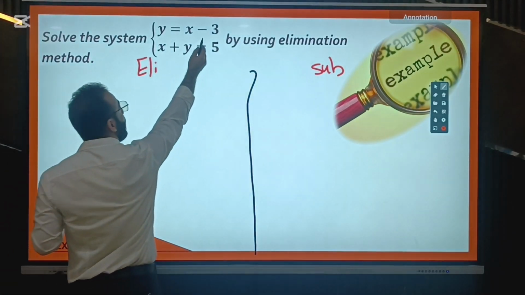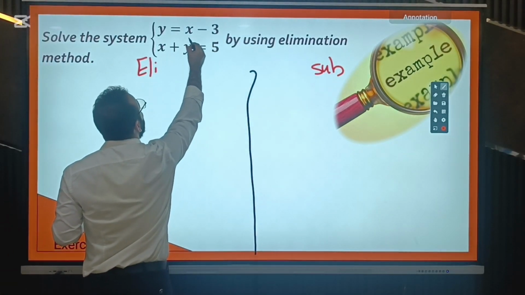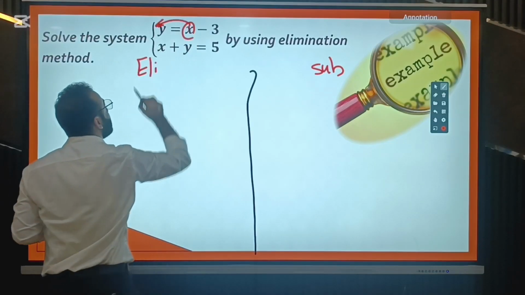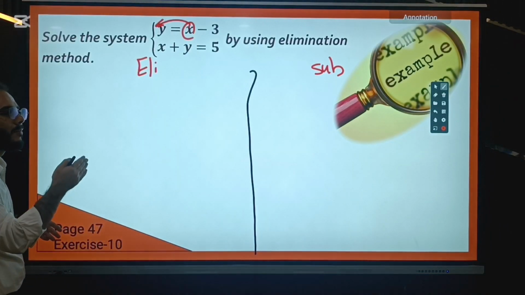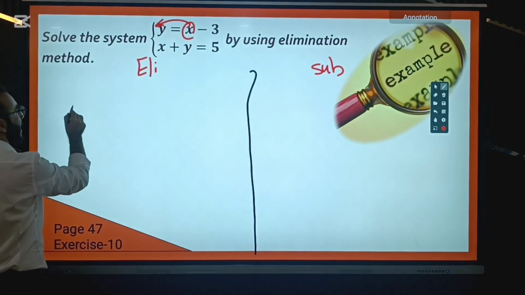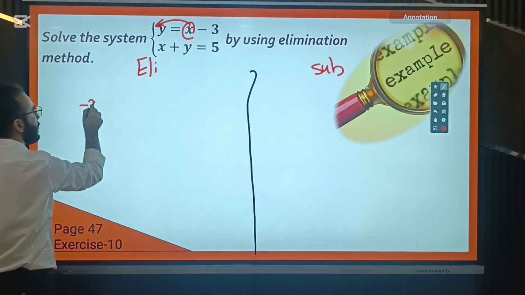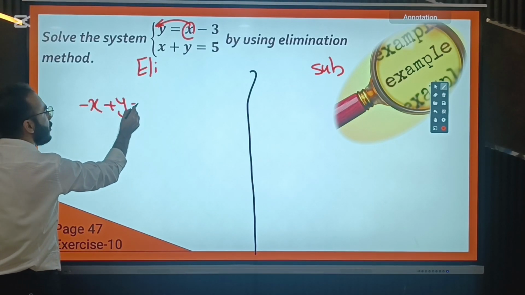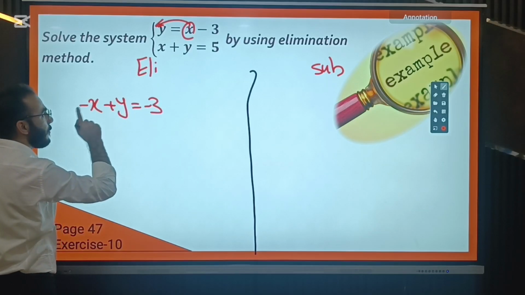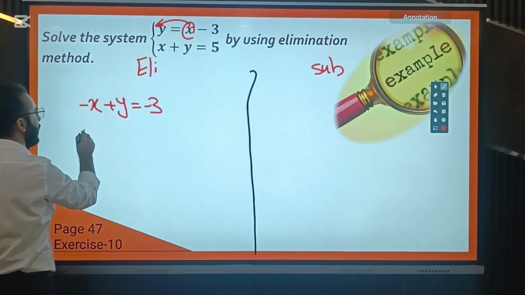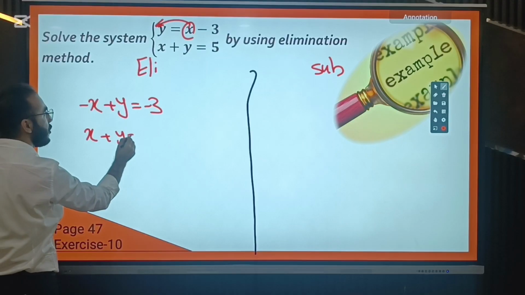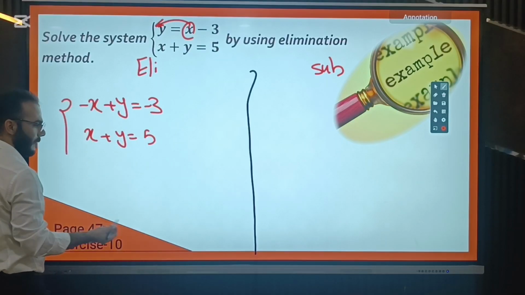As you can see here, the number is not alone, so we need to move this x to the other side in order to line up the terms. So in that case, it's positive x. When it comes to the other side, it becomes negative x plus y equals negative 3. Remember, I just moved x to the other side. And then rewrite the second one, x plus y equals 5. That is our system. Let's add.